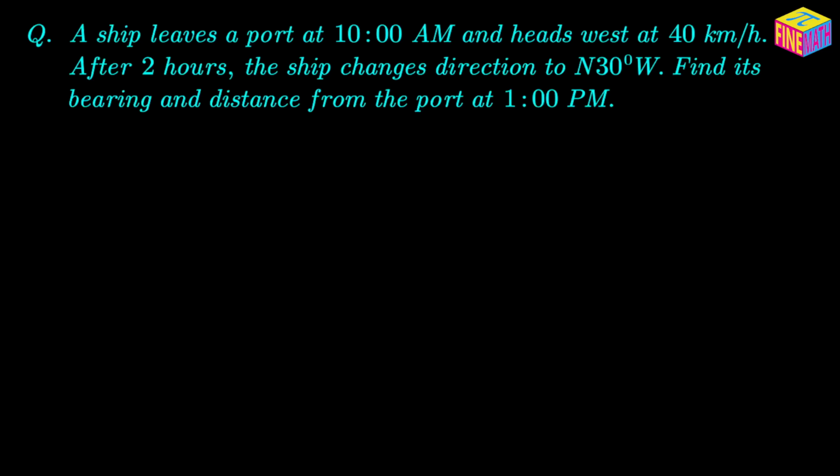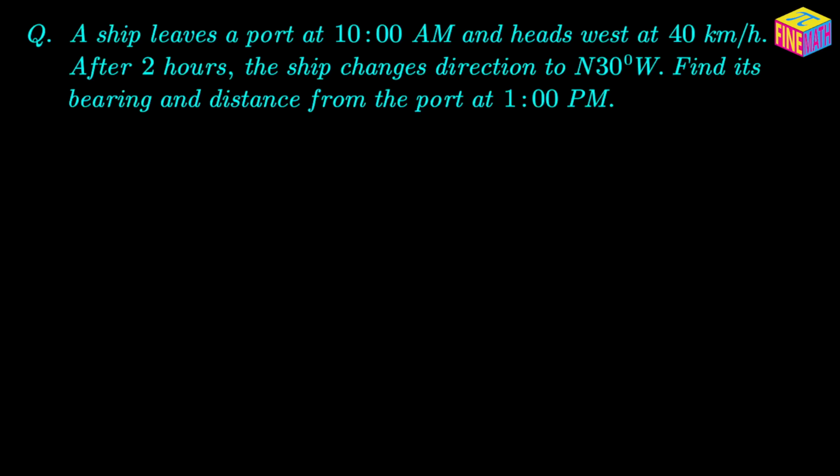Here we have our third question and the final question of this video. The question says, a ship leaves a port at 10 am and heads west at 40 km per hour speed. After 2 hours, the ship changes direction to north 30 degree west. Find its bearing and distance from the port at 1 pm.